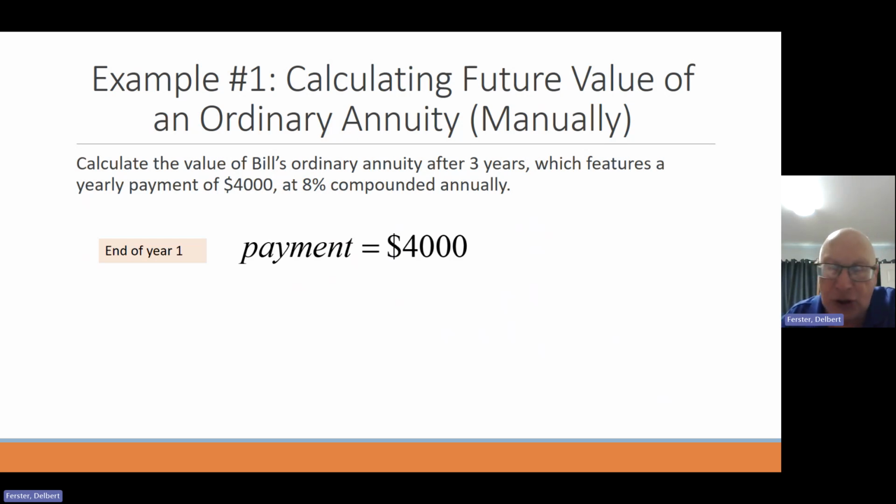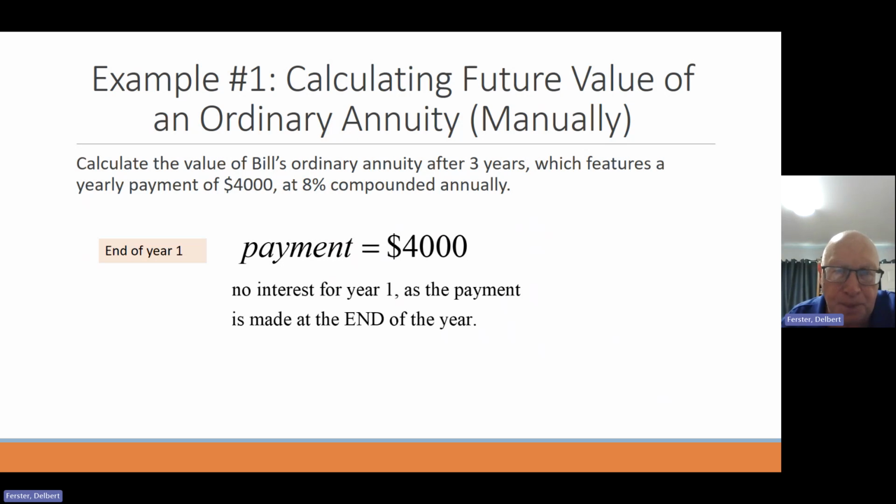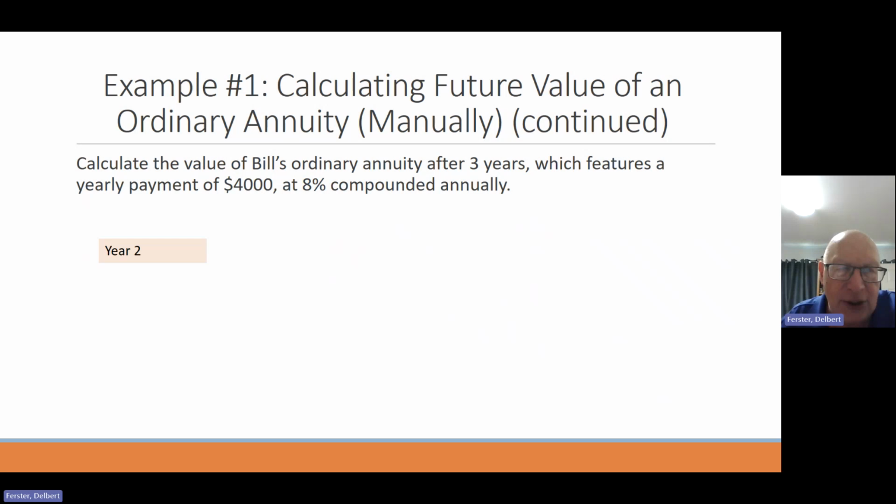All right, so at the end of year one, he makes his first payment. It's $4,000. Notice that no interest is earned for year one because the payment wasn't made until the end of year one. So at the end of year one, his balance is $4,000. His annuity is worth $4,000. Okay, end of year one, worth $4,000. Let's move to year two.